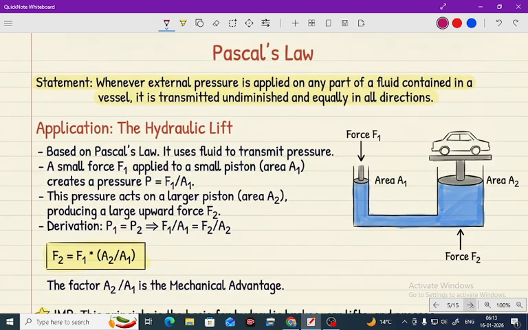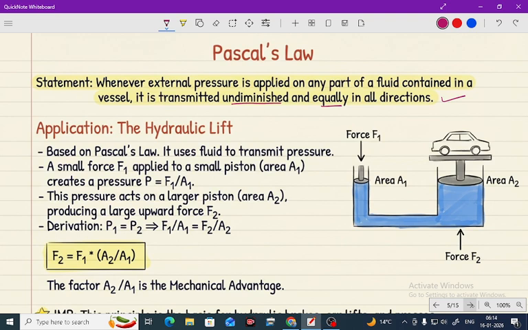Statement: whenever external pressure is applied on any part of a fluid contained in a vessel, it is transmitted undiminished and equally in all directions. That is Pascal's law. Application: the hydraulic lift. Based on Pascal's law, it uses fluid to transmit pressure.